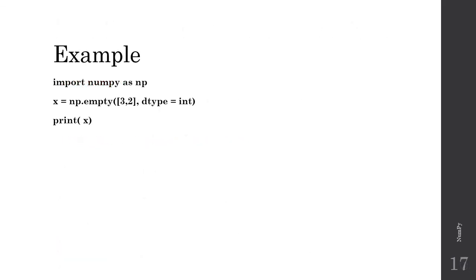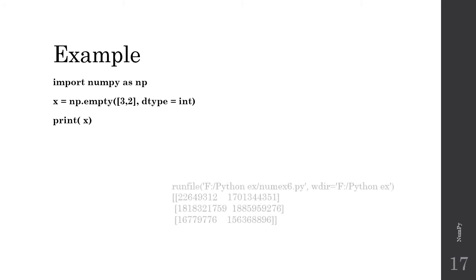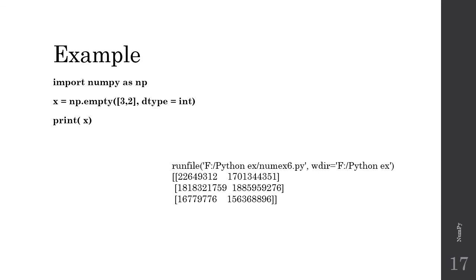An example of usage of the empty method. For this, again we are importing the NumPy package, and with the help of the variable np we are calling the method np.empty. The first parameter is the dimension (3, 2), and the second, dtype, is int. So the result you can see is an uninitialized array with 3 rows and 2 columns. The dimension of the array is 3 by 2.